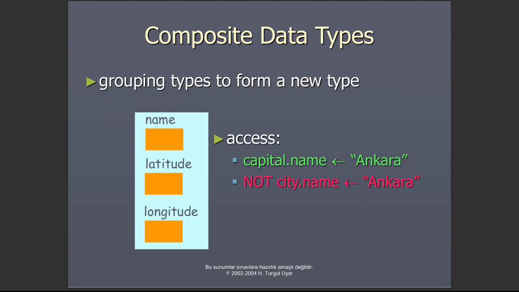And next, composite data types. Composite data types let us group different data together. For example, a city can have a name, latitude and longitude. We have learned this. To access this data, we use dot notation. For example, capital dot name equals Ankara. This means the name of the capital is Ankara. The composite types help us organize complex data.